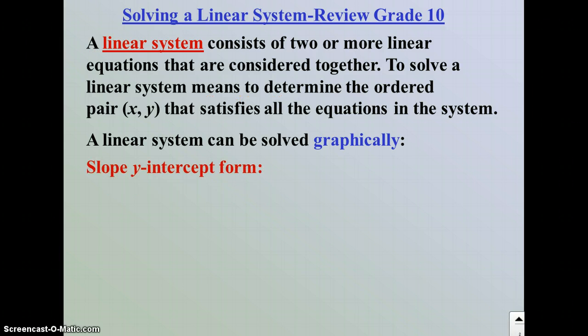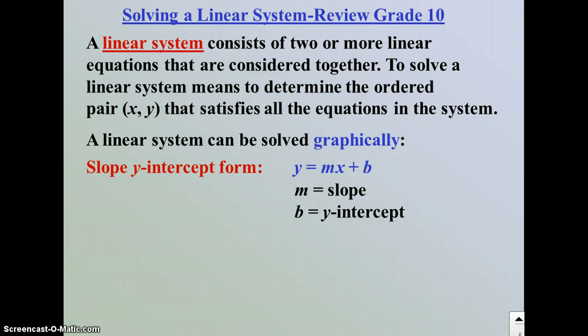So let's recall some important things about graphing lines. One form of a line is slope-intercept form, and if you recall, that's y = mx + b, where m is the slope and b is the y-intercept. If you know those two things about a line, you should be able to graph it.